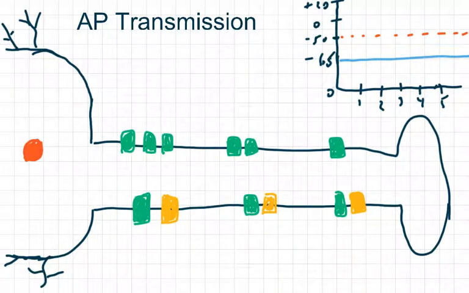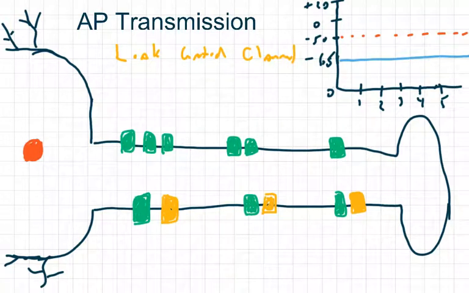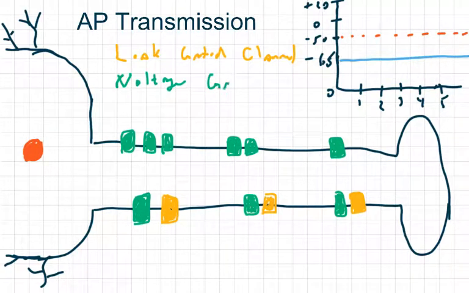Here on the axon we have two different types of channels. The first in yellow are called leak-gated channels. And these are channels that are always open, allowing for the efflux of particular ions. Secondly, here in green, we have what's called voltage-gated channels. And these are types of channels that are open and closed depending on the polarity of the neuron itself.